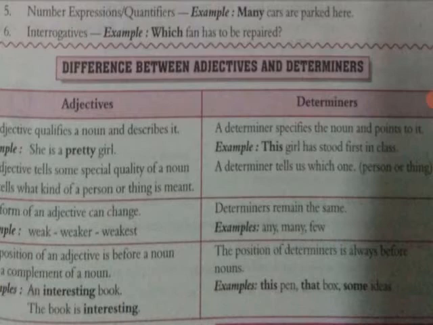Now, the position of a determiner is always before a noun, like this pen, that box, some ideas. Here, pen, box and ideas are our nouns. This, that and some are our determiners.